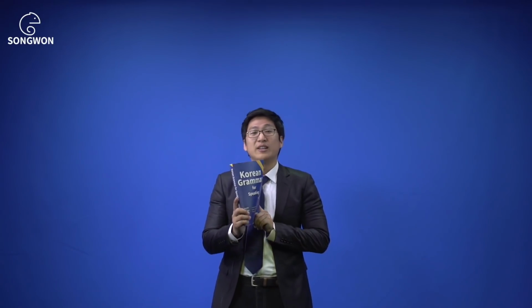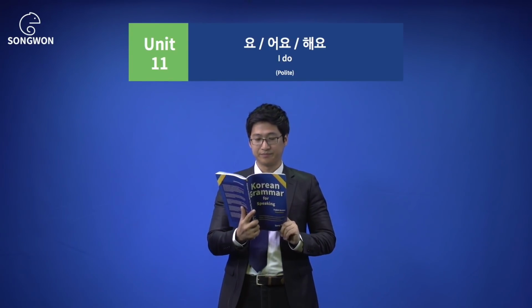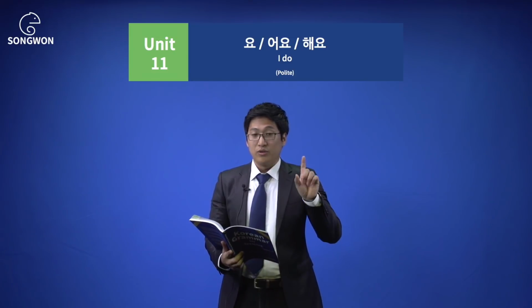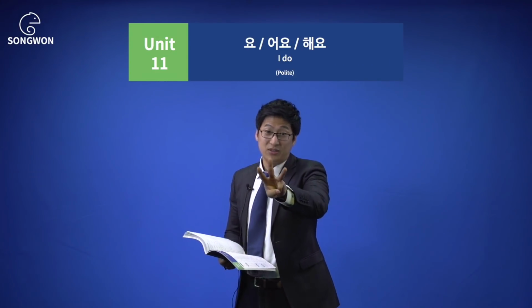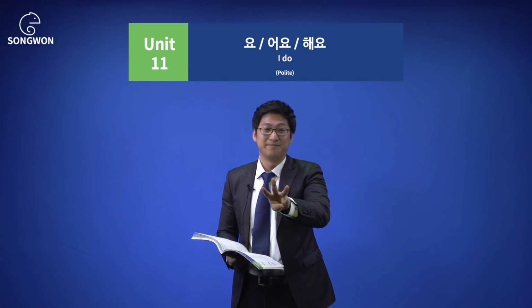Let's get started. Unit 11. Okay. Can you read them? 어요, 해요. Those three things. You have to memorize them. What it means is "do" in English.